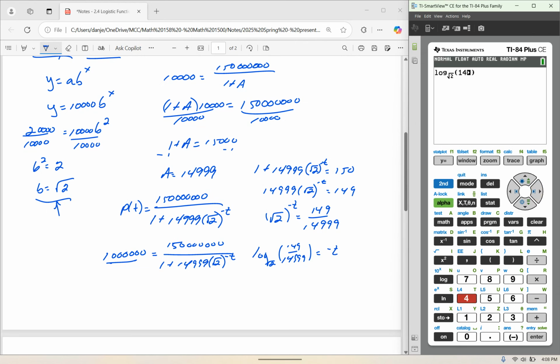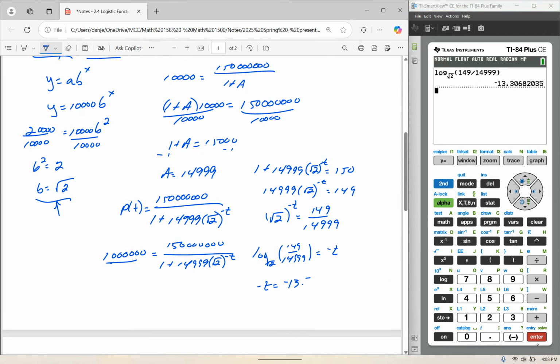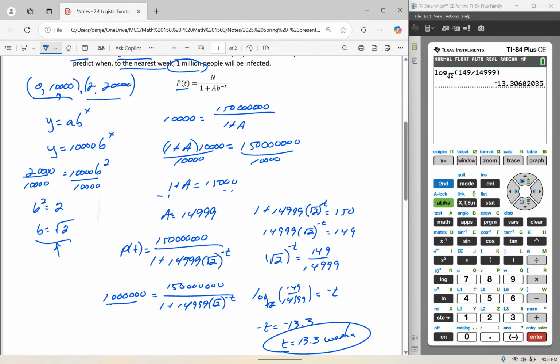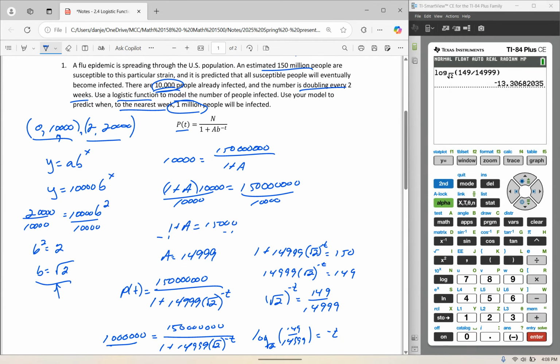And we want to put in here 149 over 14,999. And that equals negative 13.3. So negative t equals negative 13.3, or t equals 13.3 weeks. Okay, so we can use the logistic model to model that data. We would expect after 13.3 weeks, 1 million people are infected.